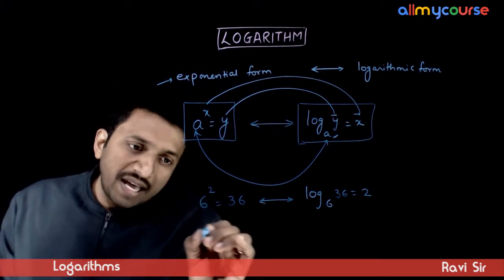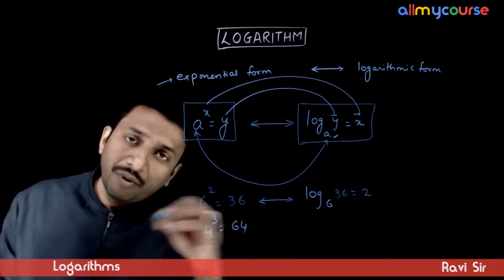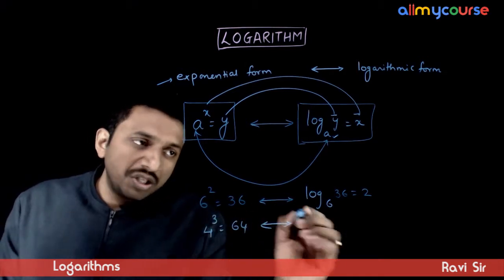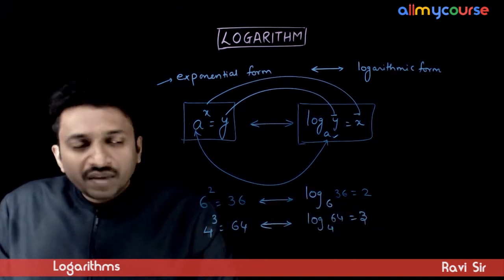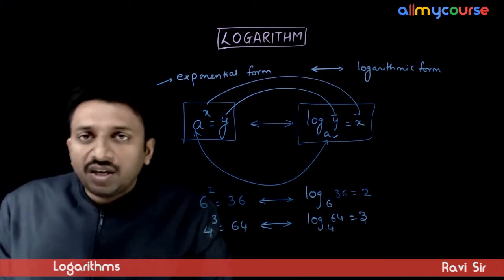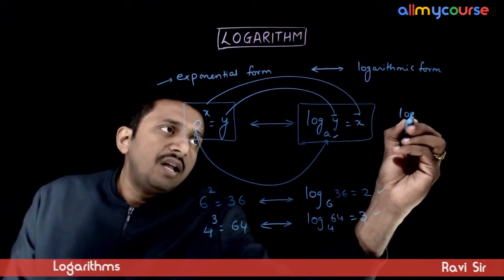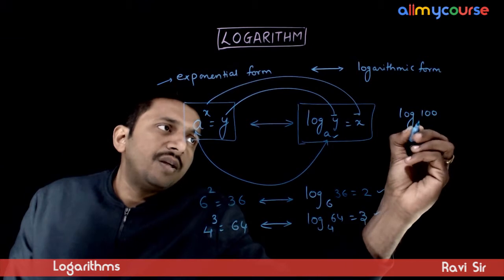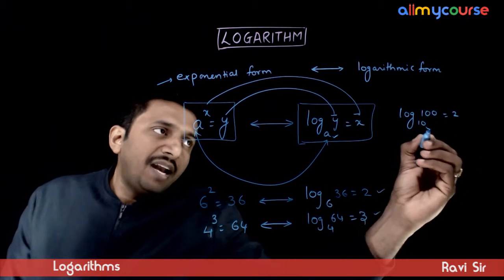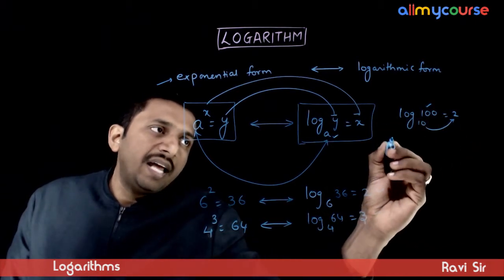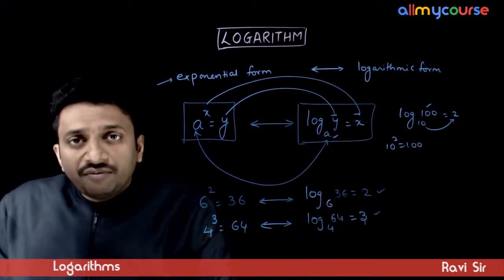So if you have something like 4 power 3 is equal to 64, the logarithmic form of this equation is log 64 to the base 4 is equal to 3. Similarly, if you have log 100 to the base 10 is equal to 2, what is the corresponding exponential form? 10 power 2 is equal to 100. This is the exponential form. This is the logarithmic form. Right?